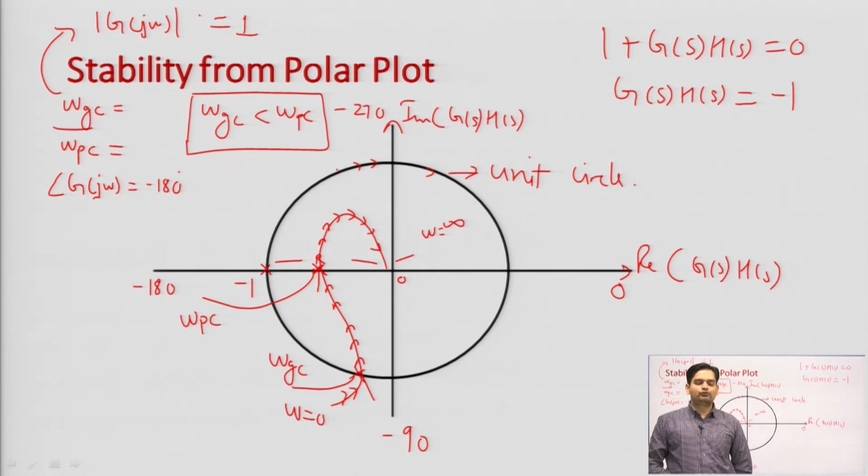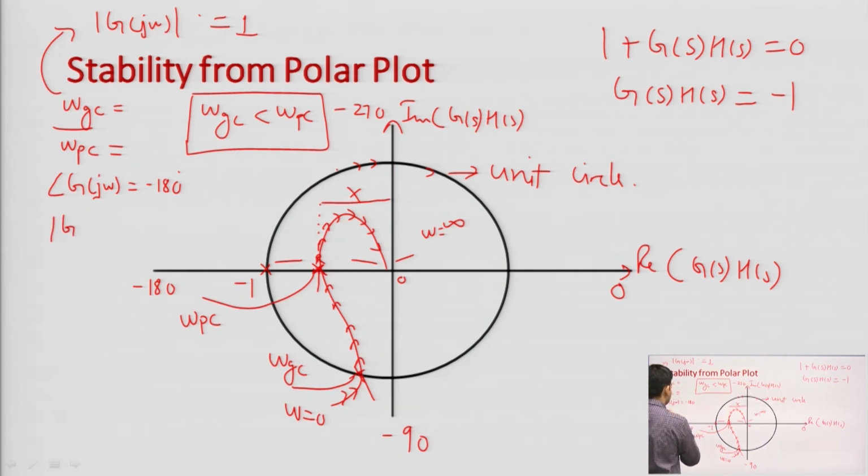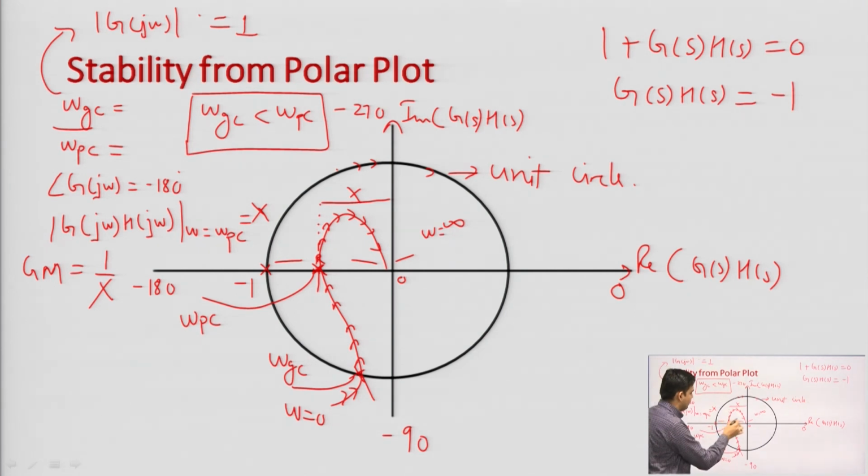Now, we would like to go for gain margin. How to calculate gain margin? We need to calculate this intercept. The polar plot cuts the real axis; suppose this intercept is x, from this point to this intersection point. Gain margin is calculated from the mod of G(j omega)H(j omega) at omega equal to omega PC, and this gives you x. So omega PC is here, this distance is x, and the gain margin Gm would be given by 1 over x.